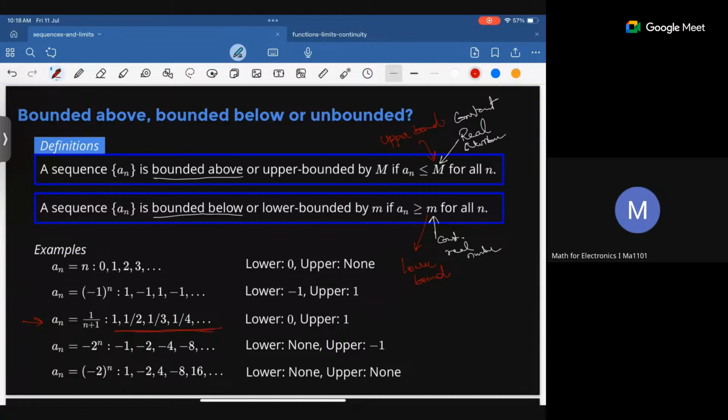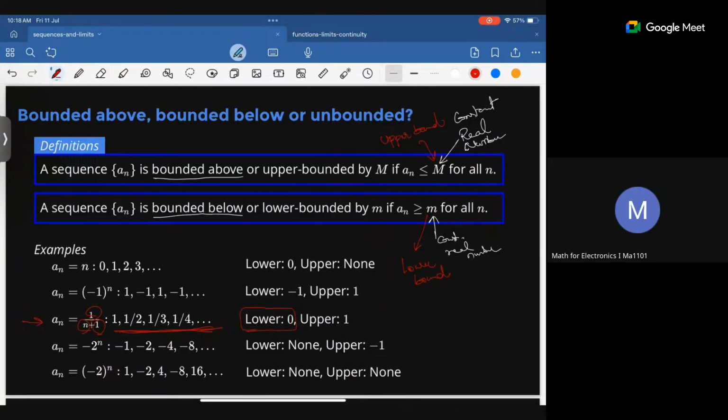But none of my terms are negative, right? So 1/(n+1) will never be negative, because the numerator 1 is not negative, n is not negative, and 1 is also not negative. So positive by positive will always give me a positive value. Once I can see that, I can say that all my terms are greater than or equal to 0. It may be equal to 0, we don't know that, but at least I can tell that none of my terms go below 0.